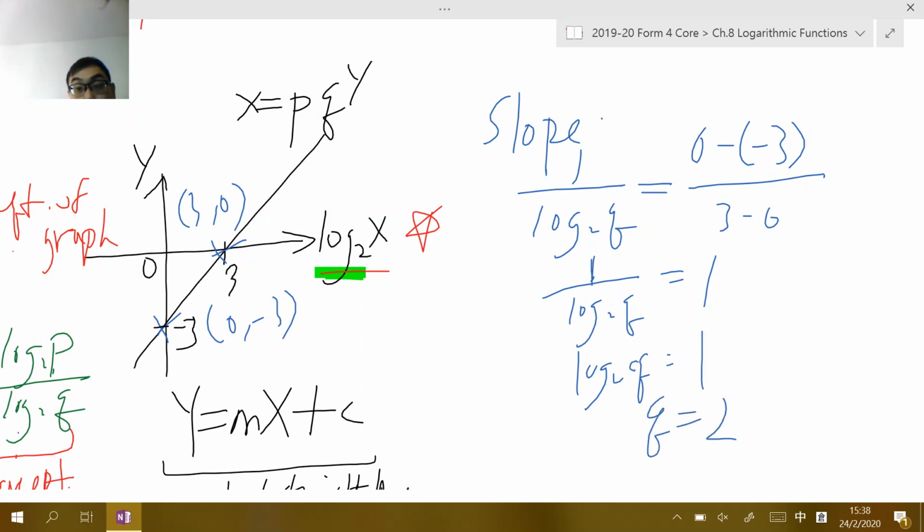Because 2 to the power 1 is 2, so it should be 2 here. So this is the way that we find one of the variables. For example, you find q using the slope.